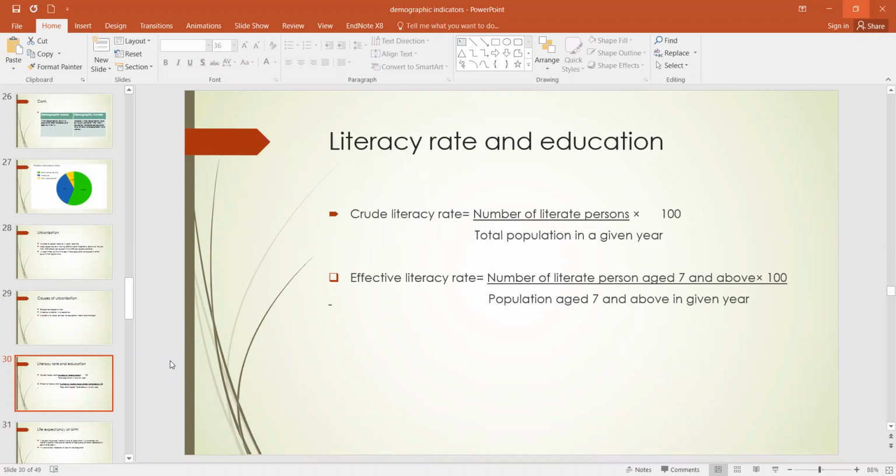Now comes the literacy rate and education. We can say that when in a community a person of age more than 7 years can read or write and understand any one language, then we say that this person is literate. We can calculate the literacy rate with the help of the formulas for crude literacy rate and effective literacy rate. In crude literacy rate, it is the number of literate persons over the total population in a given area, multiplied by 100. And in effective literacy rate, it is the number of literate persons aged 7 and above divided by the population aged 7 and above in a given year, multiplied by 100.